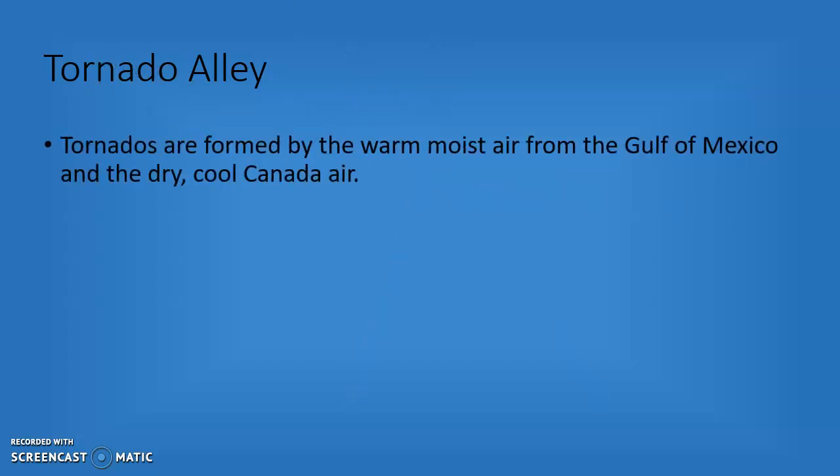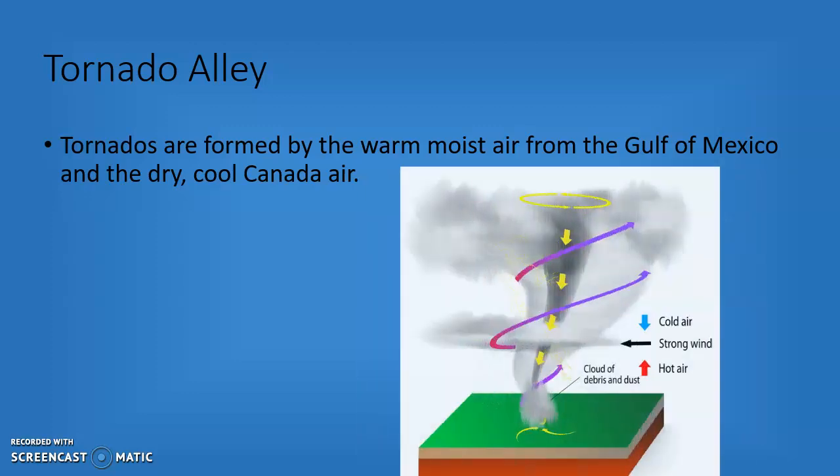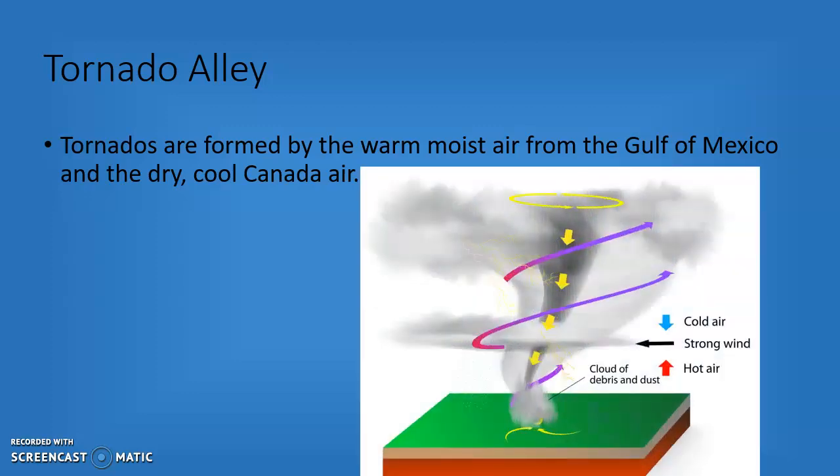And this is why tornadoes are formed: by the warm, moist air from the Gulf of Mexico and the dry, cool Canada air. The cool air is pushing down, and the hot air is pushing up. But then we have our Oklahoma wind that blows, and so it makes it a big mixing bowl. It's like when you put the dough for bread in the mixing bowl, and then you put the mixer in it, and it twirls it all around.